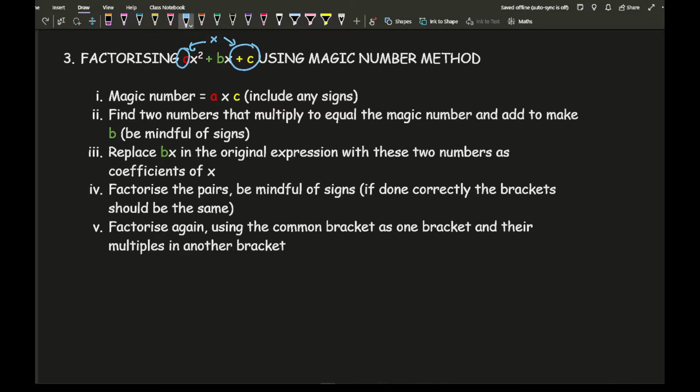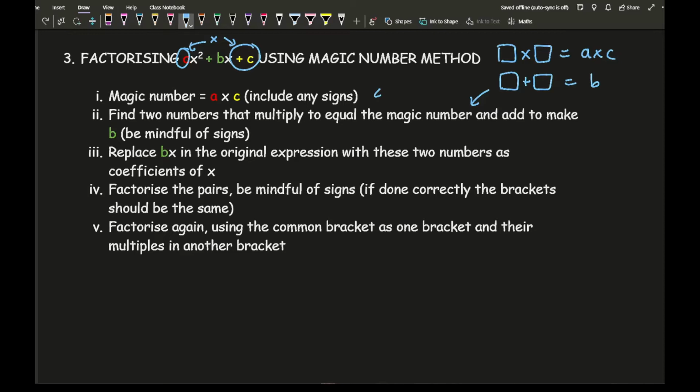The next thing for me then to do is to find, so for example, let's just move on to this one here. So with this, it says find two numbers that multiply to equal the magic number and add to make b. So for this, what we're looking at is two numbers that multiply to equal a times c, but added together equal b. And once you've got those two numbers, the next thing to do is to replace the bx in the original expression with these two numbers as coefficients of x.